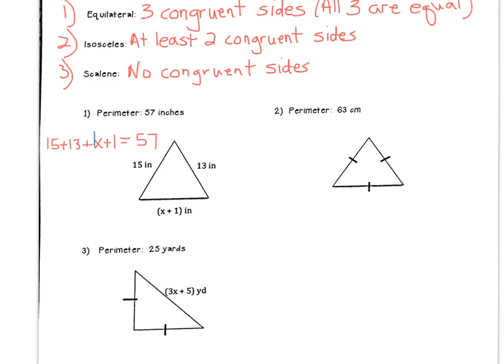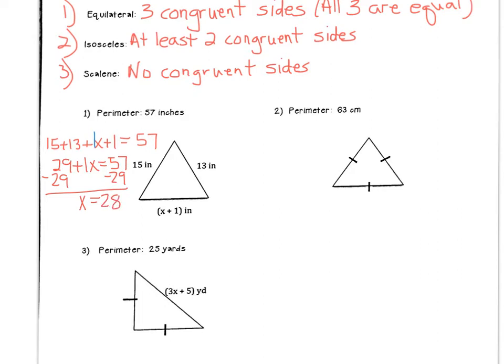Okay, put a 1 in front of that x. Add up like terms. 15 plus 13 plus 1 would be 29. Plus 1x equals 57. Subtract 29 from both sides of the equal sign. And x will equal 57 minus 29, which is 28.